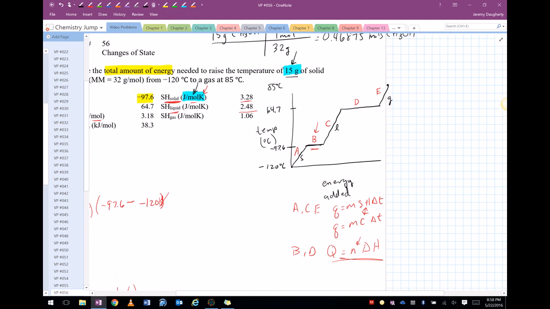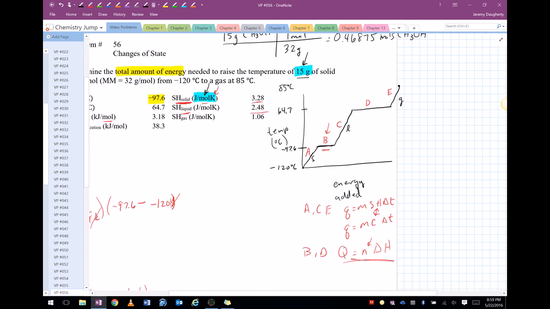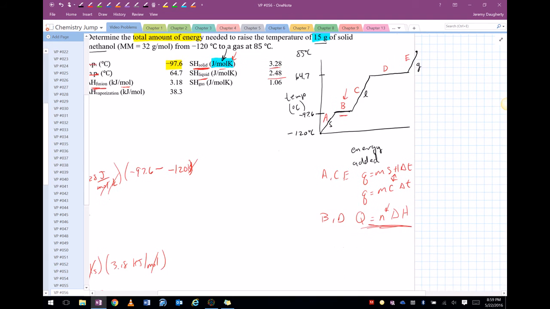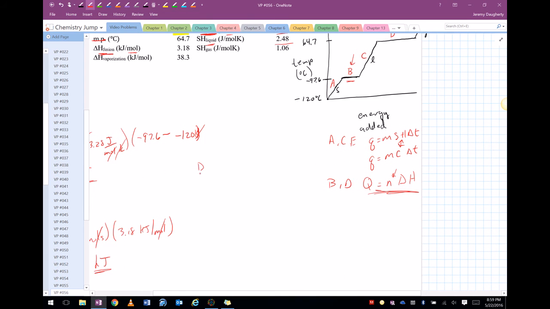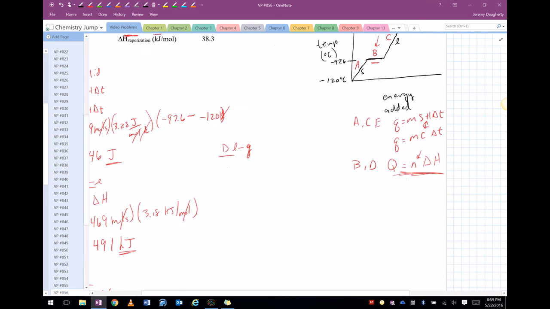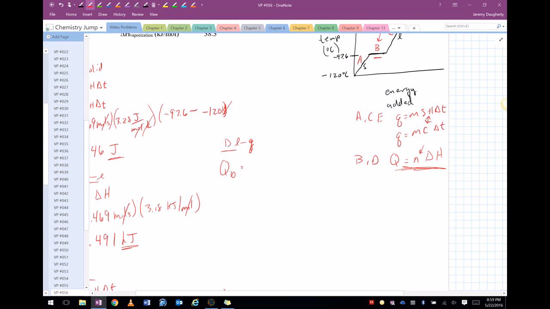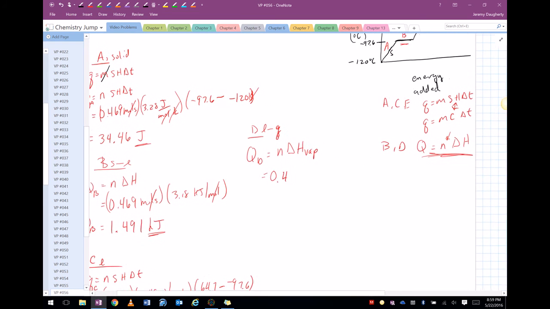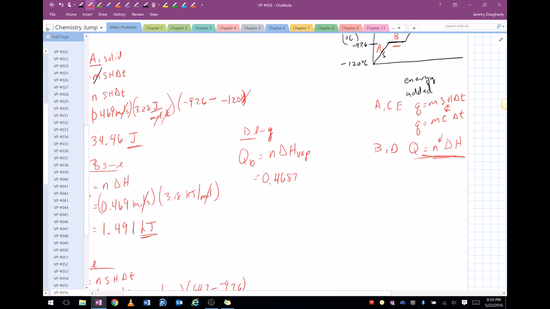Now D is a plateau again. So I'm going to use this value. All right, so I'm going to put part D right here, and part D is going from liquid to gas. Okay, so Q sub D is equal to N times delta H. This is going to be delta H vaporization. We know what that N is, 0.46875, I think. Right? That's moles.